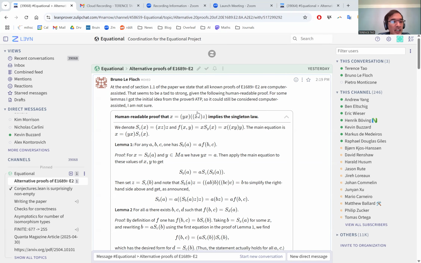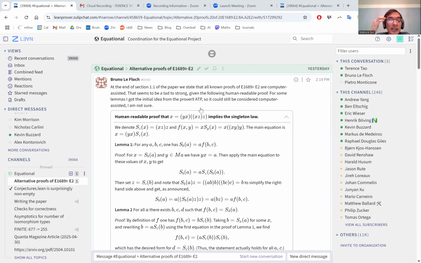So in this project, which is now basically completed, we've been proving implications between magma laws. And there was an implication which was rather tricky. It was first proven in the 90s with a computer-assisted proof, but now we have some human-readable proofs. So there's an equation which we call E1689, and it's an equation concerning magmas.